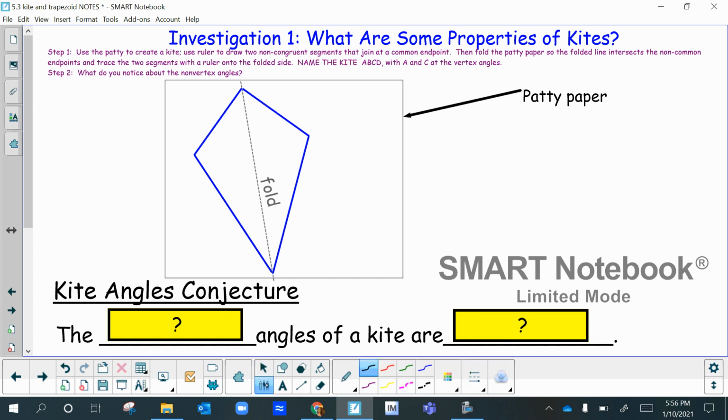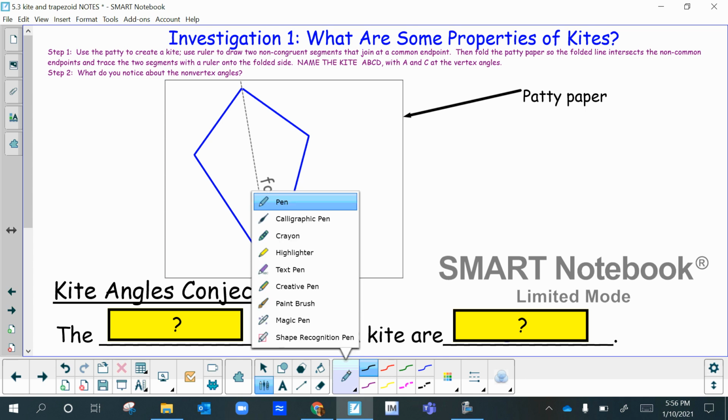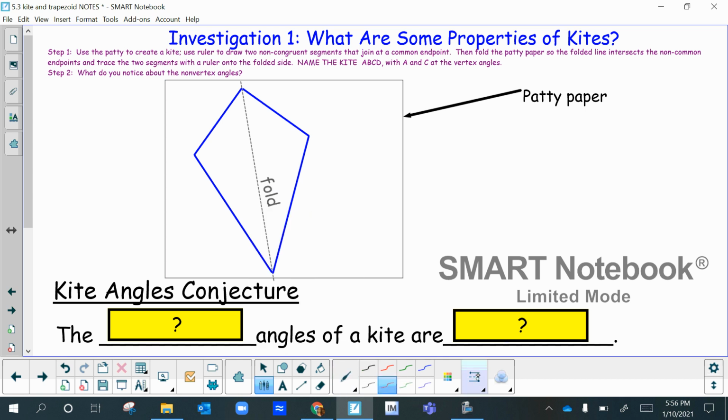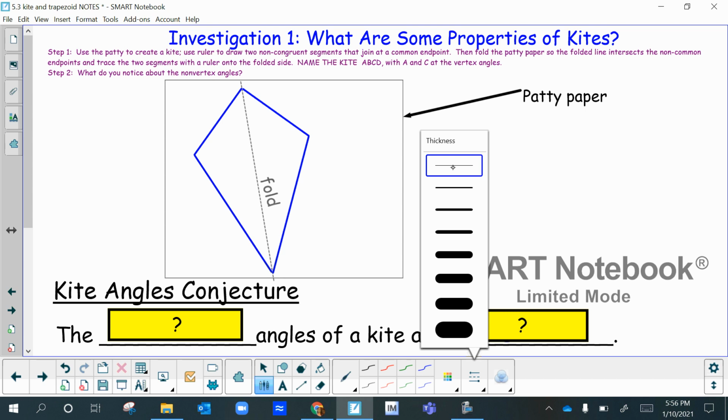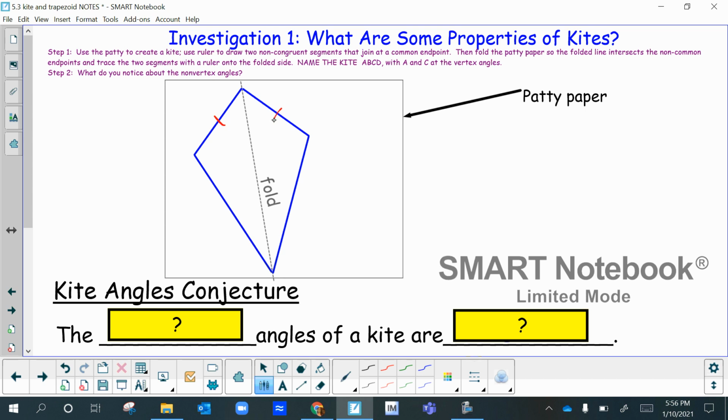Since you traced those two segments, that means they're now congruent. So this one's congruent to this one, and this side's congruent to this side. It says to name the kite A, B, C, D, and A and C need to be the vertex angles. So this is going to be A, this is going to be C, because those are the vertex angles, between the two congruent sides. Let's put B over here and D over here: A, B, C, D.